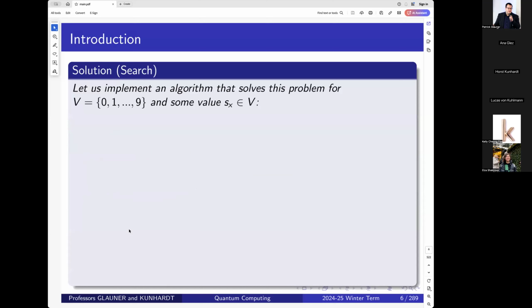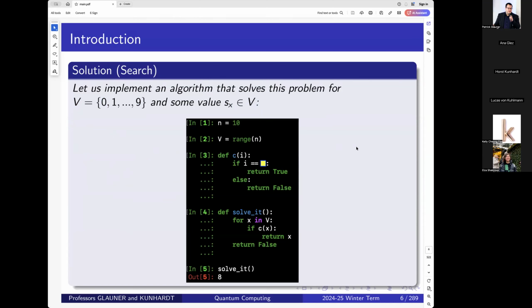We can try to implement this in a simplified way in Python. We could say that V is the set of integers from 0 to 9, and there is some secret value Sx, which is that one I'm looking for. And we could, just in a simplified way, implement this. So we can say V is the values 0 to 9.